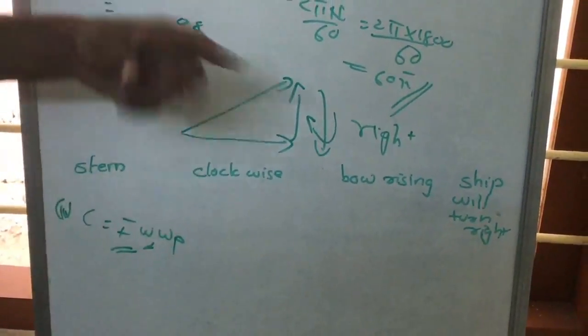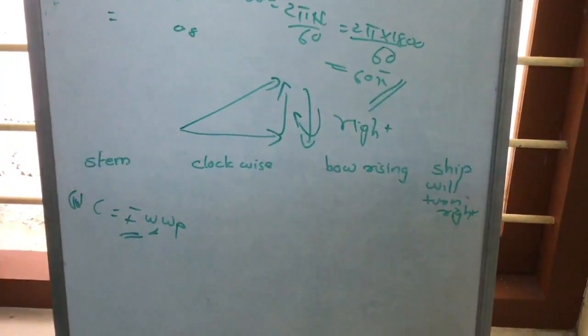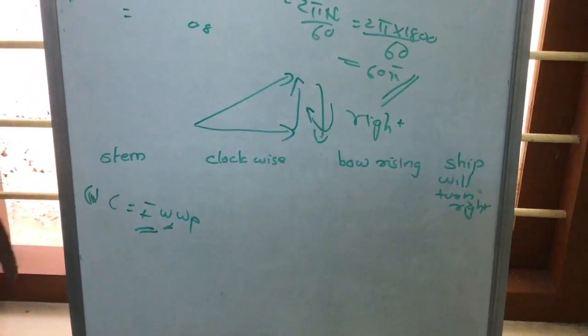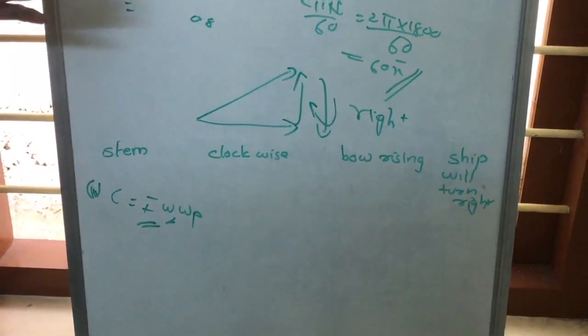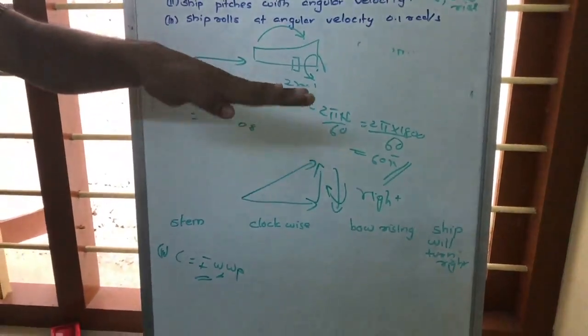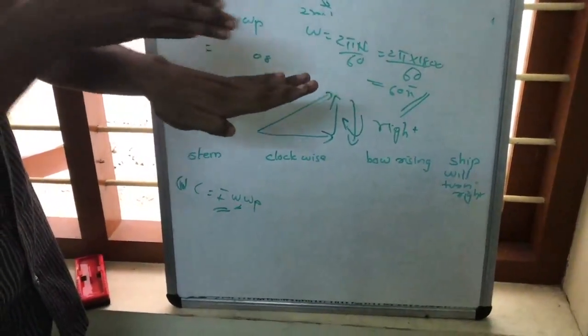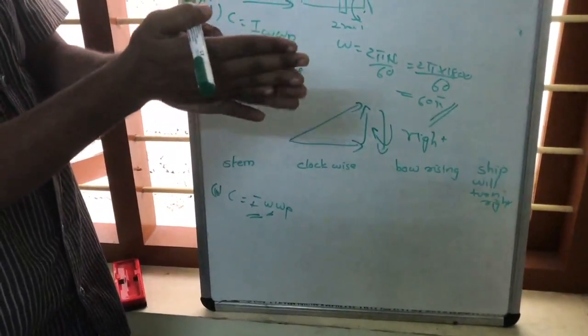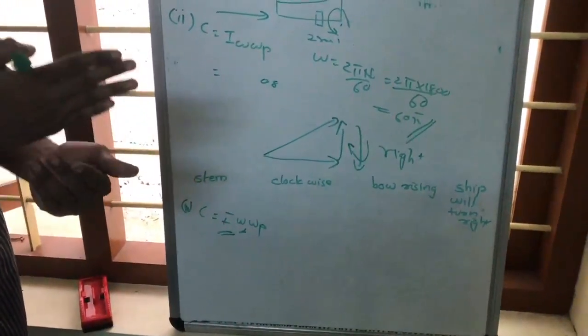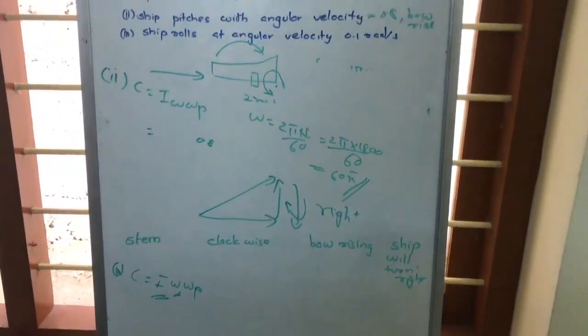But we will write that there will not be any effect, and there is no effect because of this rolling. Rolling means this is the rolling. The axis of rolling and the axis of the propeller are the same, and because of that there will not be any effect. So this is how we solve this problem.